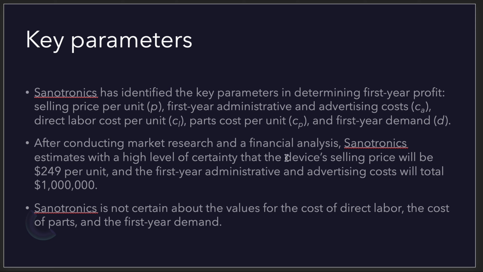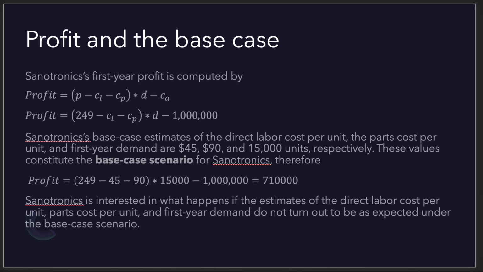Now, after conducting market research and financial analysis, Santronics estimates that the device's selling price will be $249 per unit, and the first year administrative costs, all the administrative costs put together, will be about $1 million for the first year. So this includes all the people you need and all the advertising costs and all of that, all the administrative stuff, right? Now, Santronics is not certain about how much the labor cost is going to be and what the parts costs are going to be. So they are variable, and they also obviously don't know what the demand is going to be in the first year.